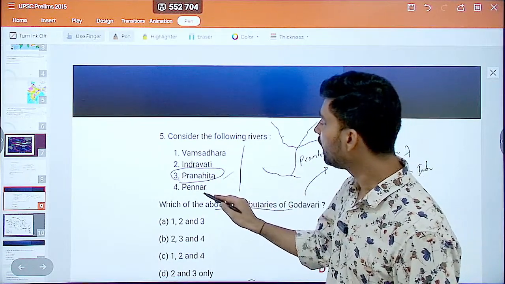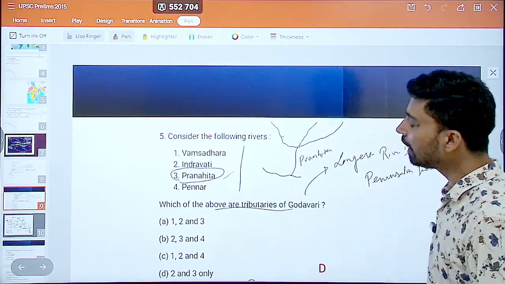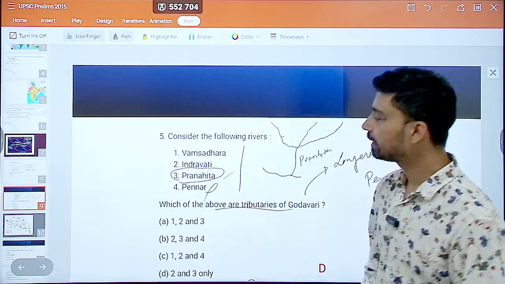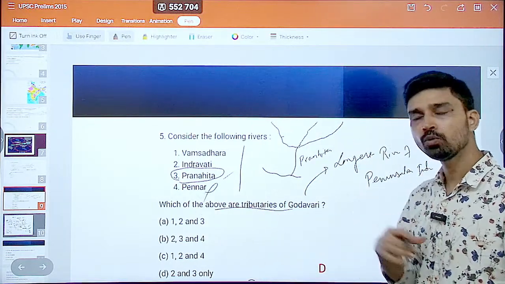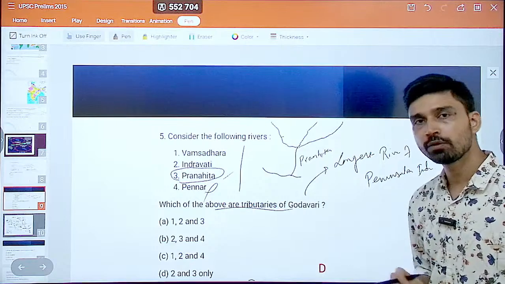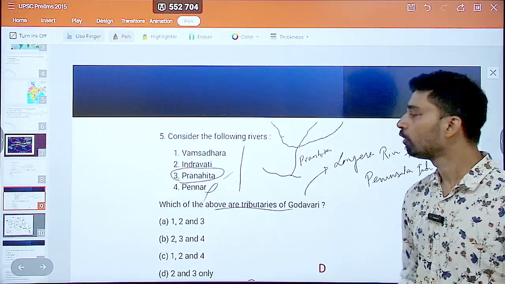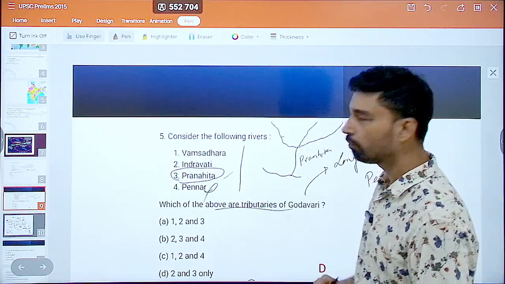Similarly, we talk about the Pennar river. Now, we know that the Pennar river is an independent river that comes out from the Nandi hills of Bengaluru and flows through the state of Tamil Nadu further into the Bay of Bengal. So, that cannot be a tributary of Godavari.